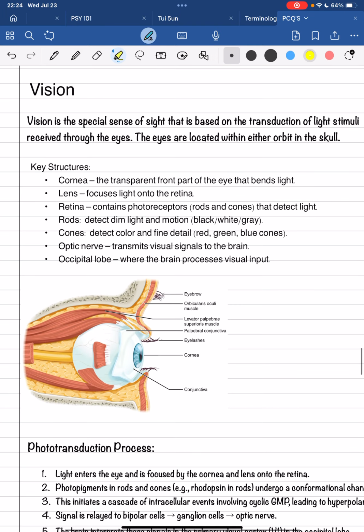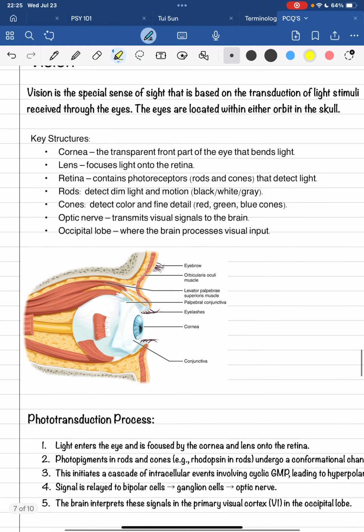Key structures: the cornea, the transparent front part of the eye that bends the light. The lens focuses light onto the retina. The retina contains photoreceptors, your rods and your cones. These detect light. Rods detect dim light and motion, black, white, and gray. Cones detect color and fine detail. The optic nerve transmits visual signals to the brain and the occipital lobe, where the brain processes visual input.